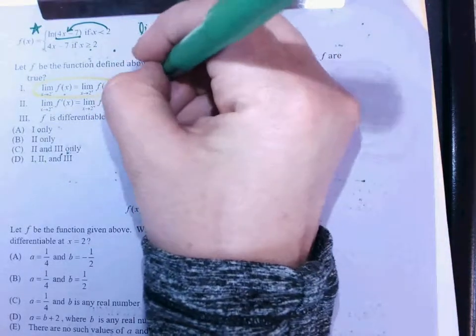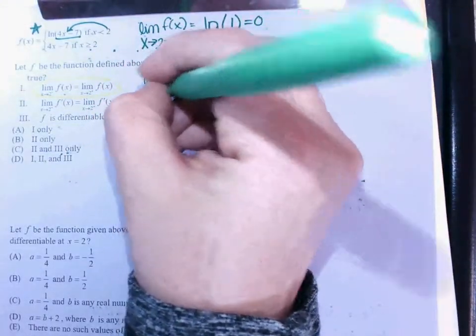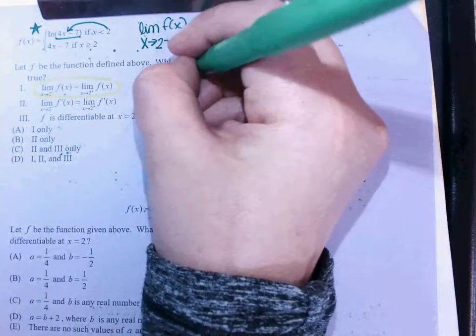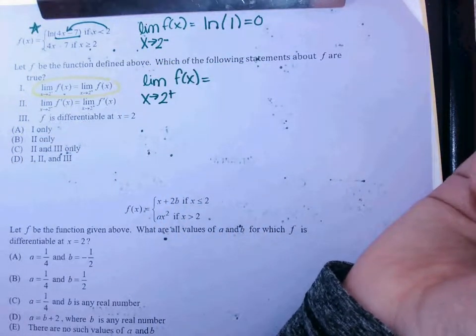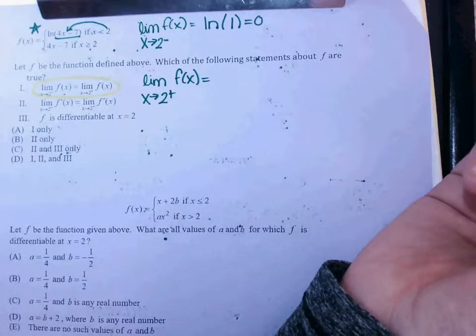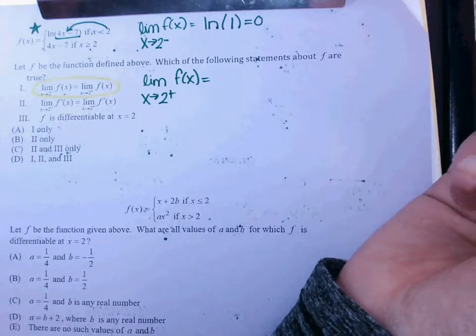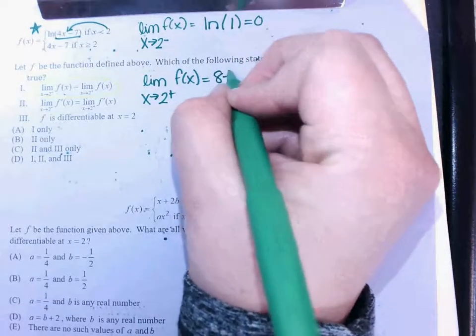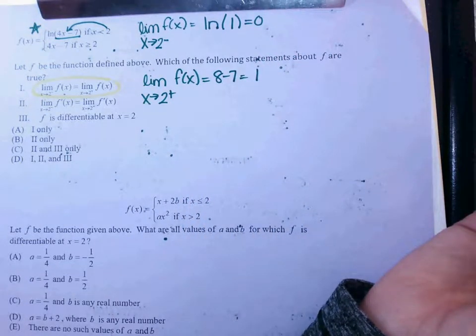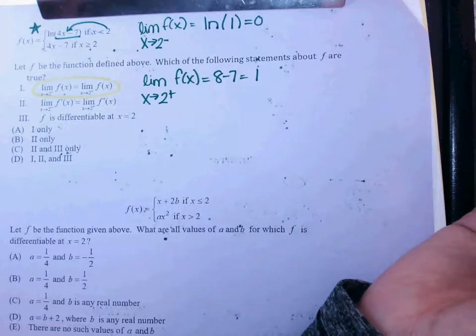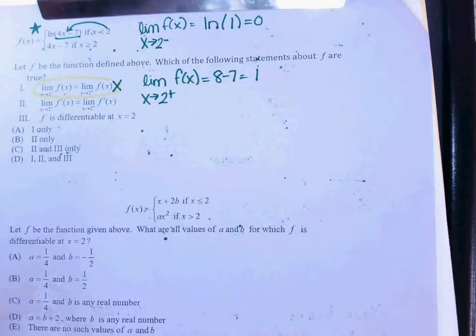Okay, limit as x approaches 2 now from the right. Where are we plugging in, top or bottom? Bottom. So plug in 2 on the bottom. 2 times 4 is 8. 8 minus 7 is 1. Are those the same? No. Then is the number 1 thing correct? No. I'm going to put an X there.